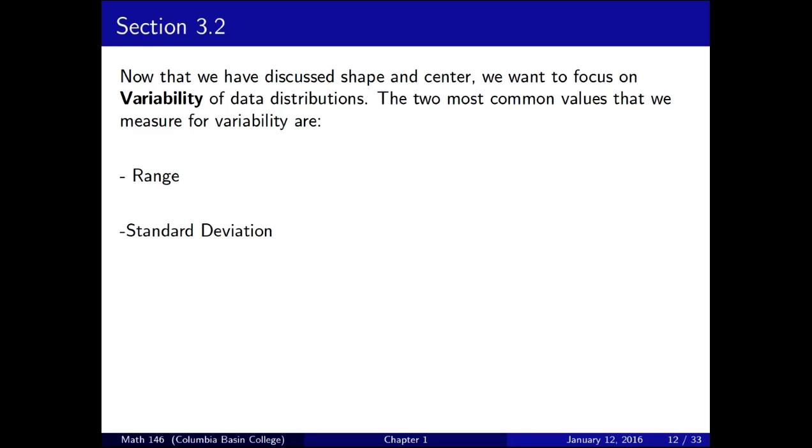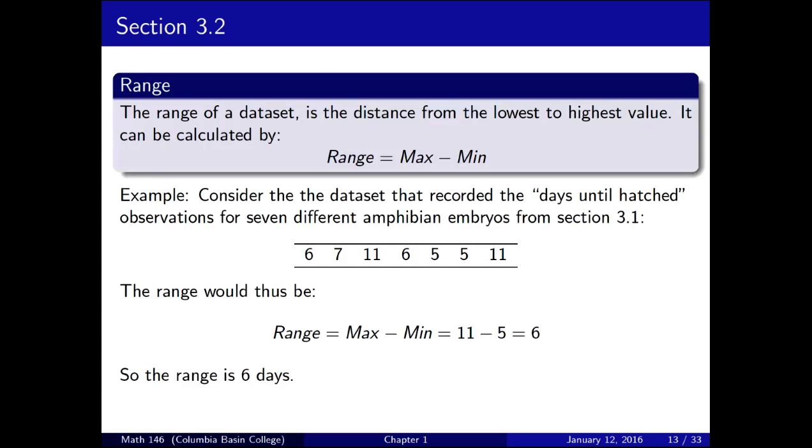So those are our measures of center. You have the mean, median, and mode. So now I want to look at some measures of variability. The two common ones that we use are range and standard deviation. The range is pretty straightforward. The range is just how far it is from your smallest to your largest value. And the way you calculate it is just take your maximum minus your minimum.